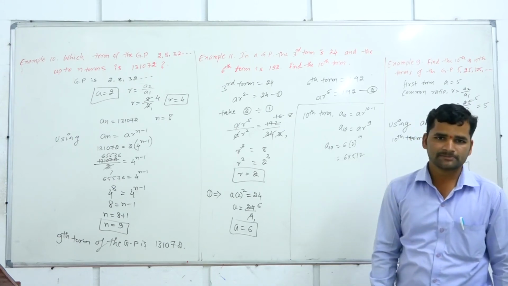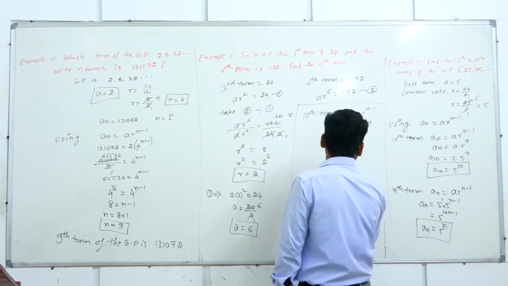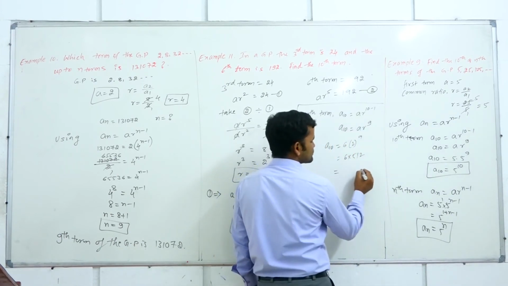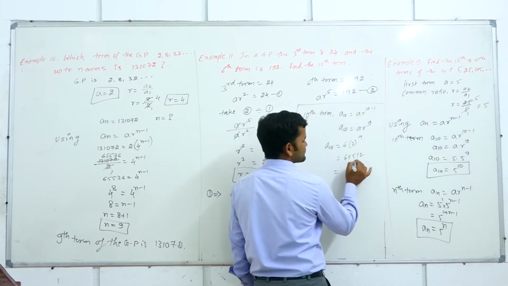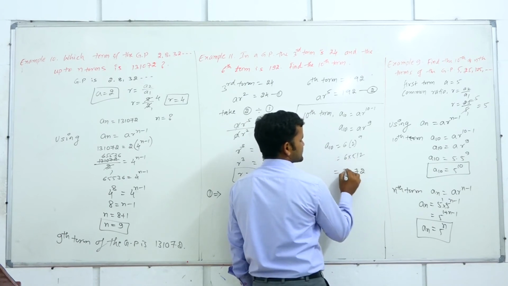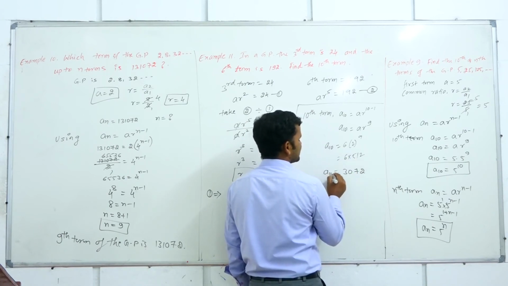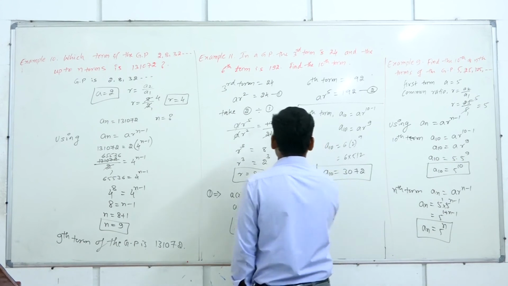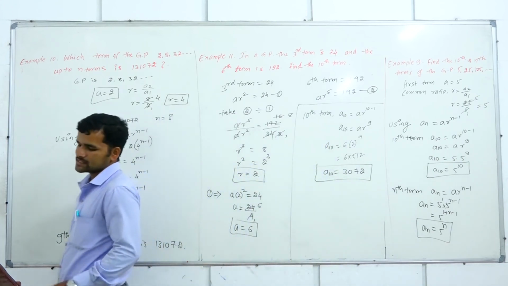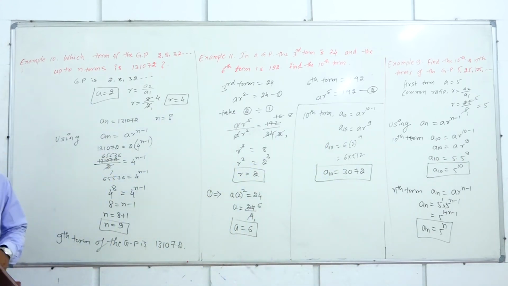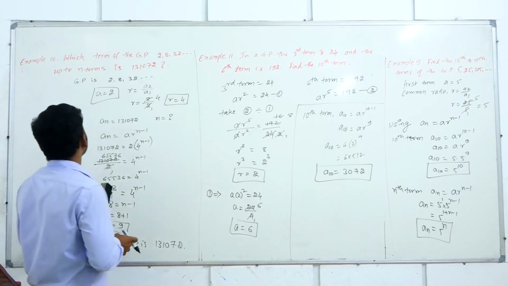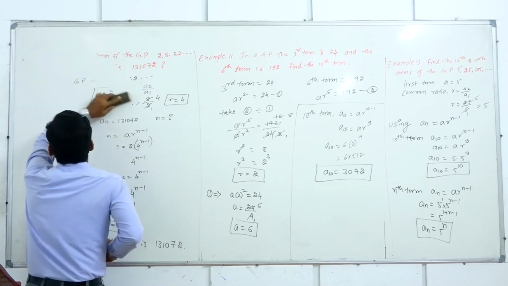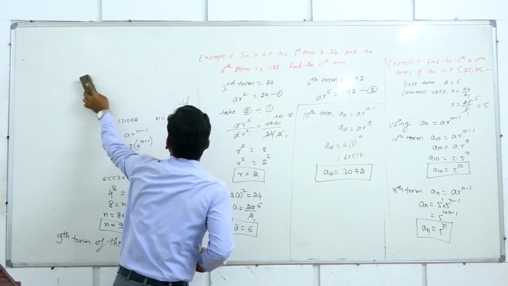Now 512 into 6. 6 2s are 12, 1 carry, 6 1s are 6, 7, 6 5s are 30. So A10, 10th term of the geometric progression is 3072. Okay, with that example number 11 completed. Going to example number 12.